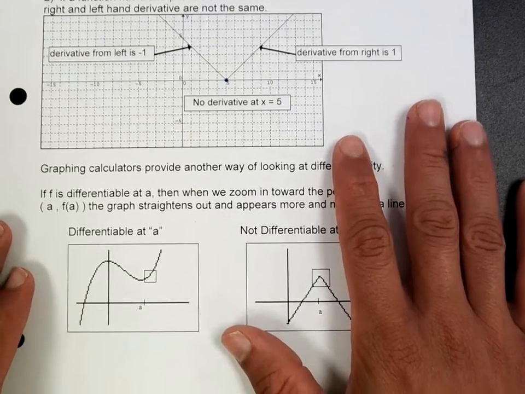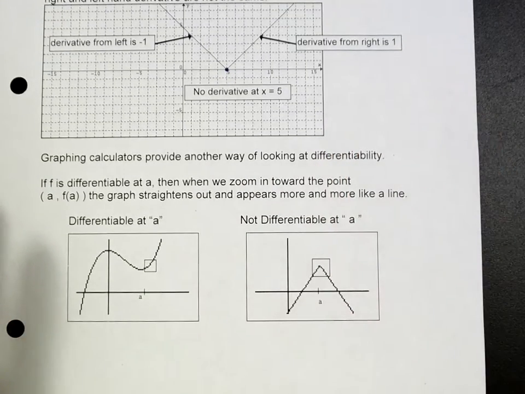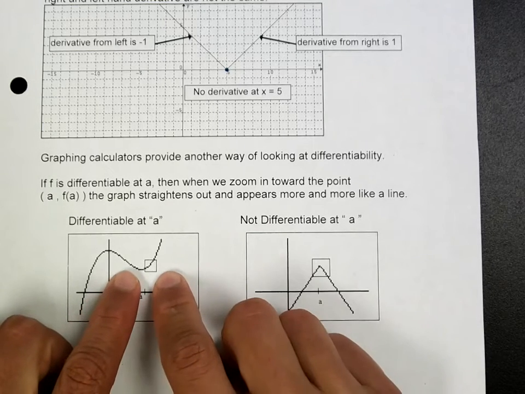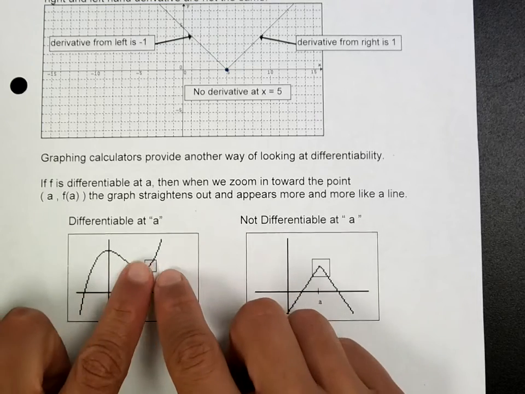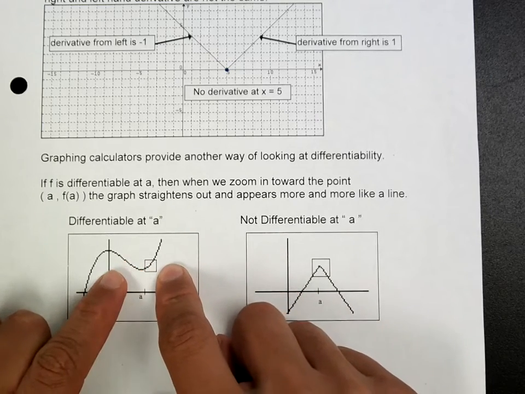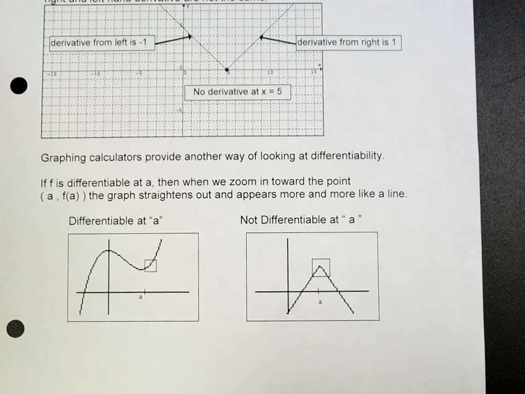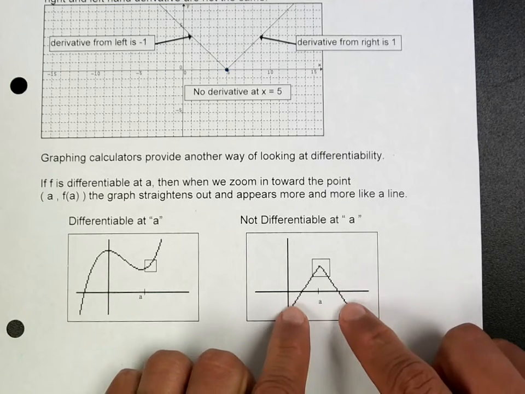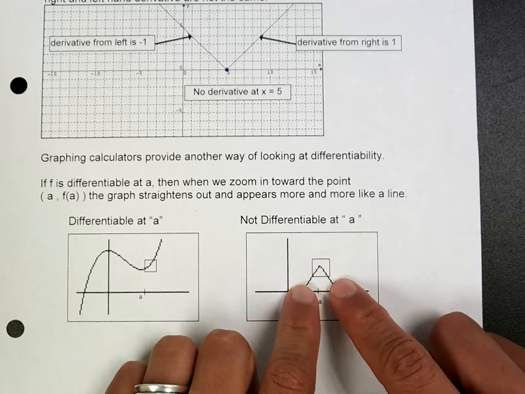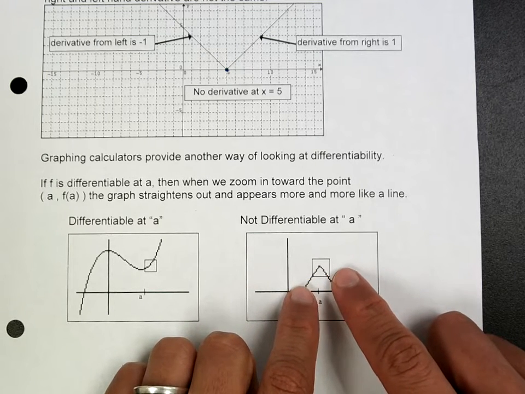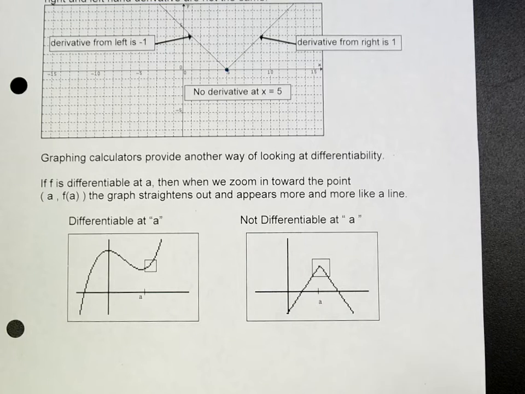Now this is just an example. I'm not going to do it on the calculator, but it's the same idea. Say you have some kind of cubic function and you're zooming in on a little window. The more you zoom in, it's going to look like a straight line eventually. On the other side, if you have something that looks like an absolute value with a sharp point, the more you zoom in, it still looks like a sharp point. No matter what you do, you're never going to have a curved line.